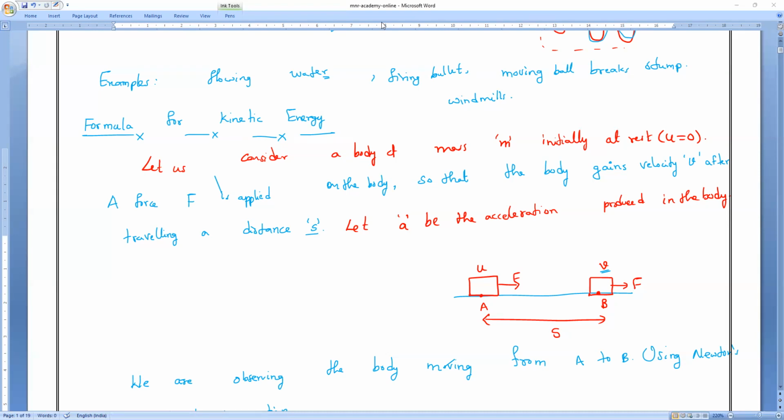The amount of work done to change the velocity from 0 to v is equal to the kinetic energy possessed by the body. Do you understand, Mr. Kishore? Hasani, Sudhakar, understood?